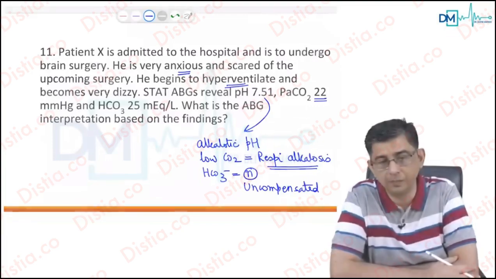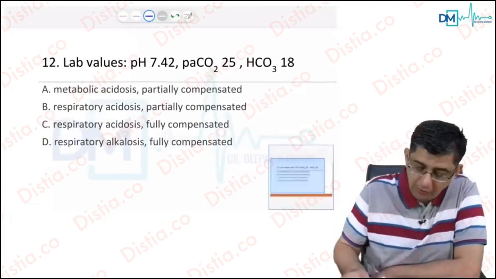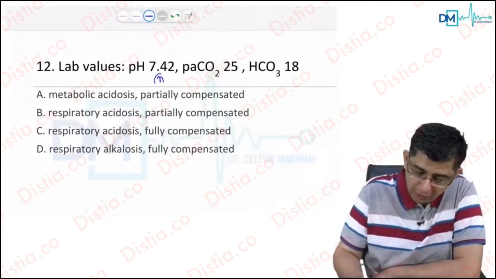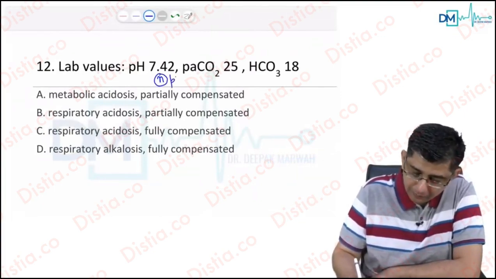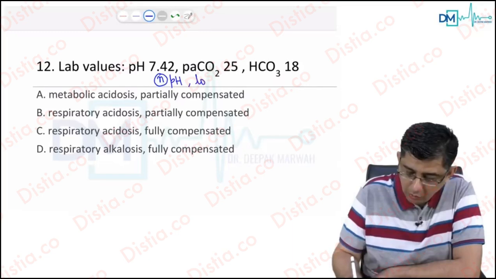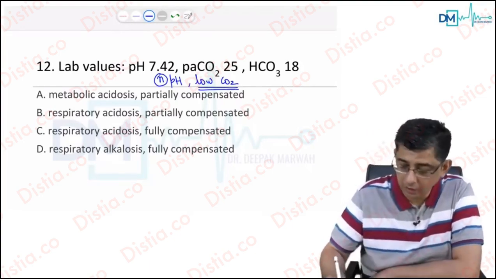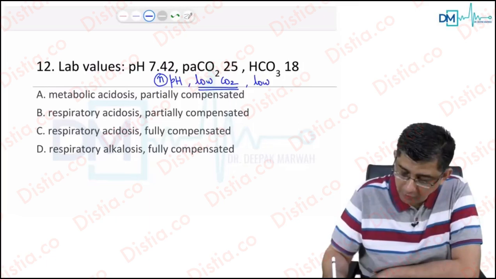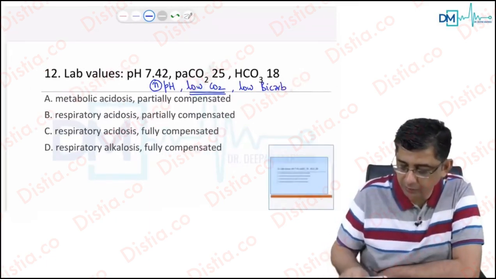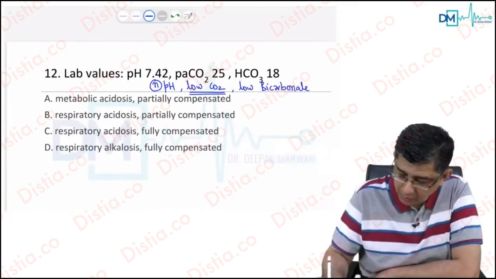Had they been lesser, had they been given to be 20, 18, 15, whatever, I would have said partially compensated. In the next question, you can see that the pH of the patient is 7.4, that is a normal pH. There is a low CO2 in the patient, so there is a respiratory etiology behind this. And there is also a low bicarbonate in the patient. Low bicarbonate indicates that the patient could be having metabolic acidosis.